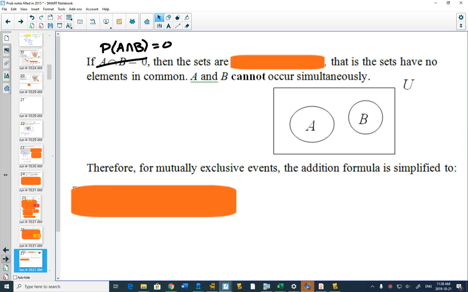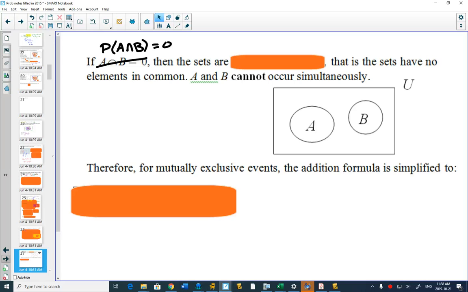Did I fix the typo on yours? No. Okay, so you have to fix this. This is probability of A and B equals 0. Technically, it would be the same anyways.